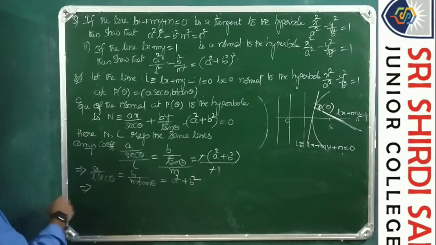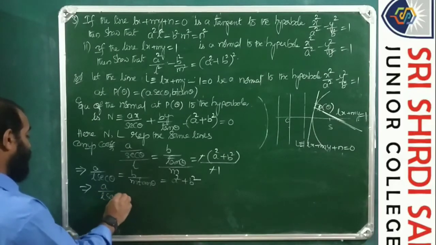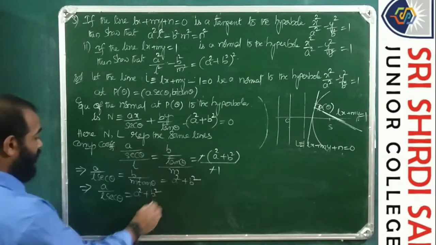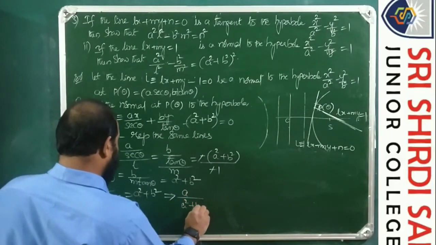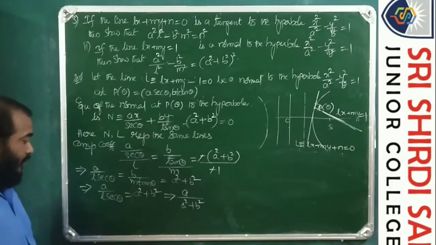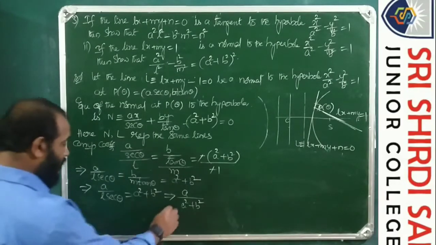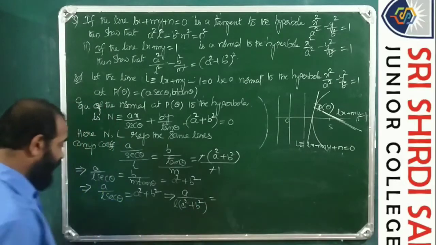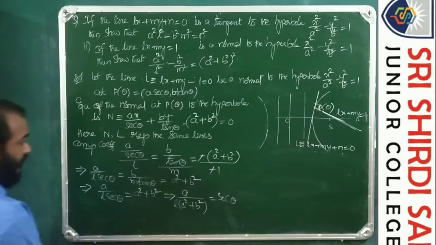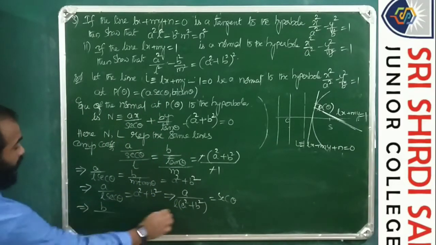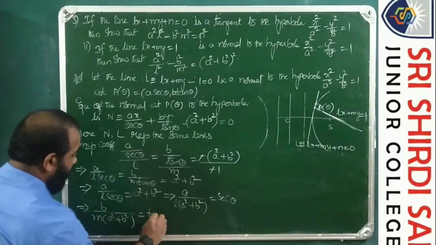So from this, comparing the first and this, we get a by L secant theta equals a square plus b square. From this, a by (a square plus b square) into L is equals to secant theta. Similarly, b by m into (a square plus b square) is equals to tan theta.